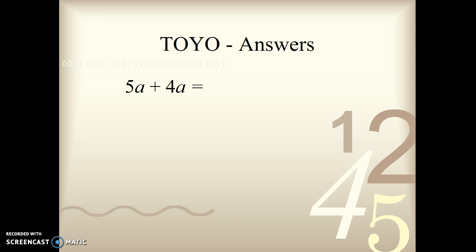All right, you can probably go ahead and try this one on your own. There are only two terms, and they are alike. So you have a 5a plus a 4a, so that's easy enough. You're just going to add those together, and your answer is 9a.